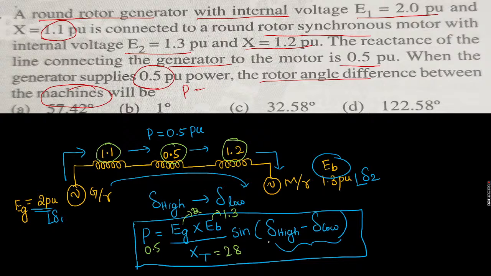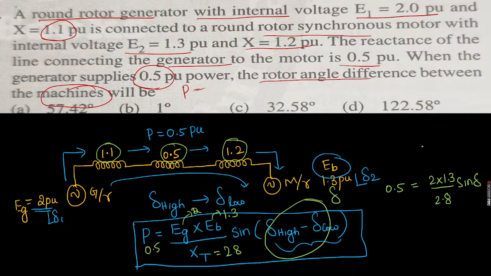That's all. The one and only unknown is delta high minus delta low. Reduce: 0.5 equal to 2 into 1.3 divided by 2.8 into sine delta. I am generally defining this total value as delta, that is high minus low.